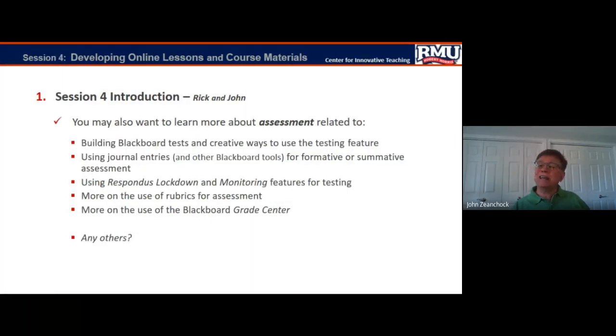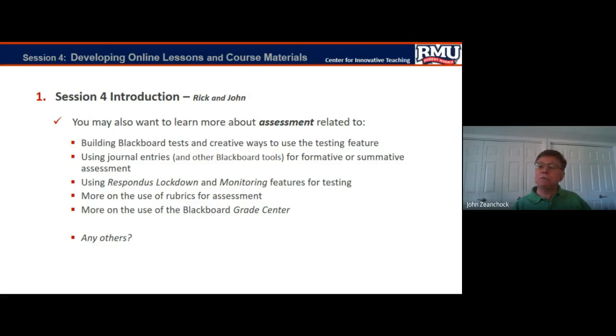And then with regard to assessment, that was all about instruction. But with regard to assessment, building Blackboard tests, creative ways to use testing features, how to use journal entries effectively for assessment, either formative or summative, how to use Respondus lockdown browser and monitoring feature for testing if you intend to give closed book exams in an asynchronous or synchronous method remotely. And more on the use of rubrics and more on all the different nuances and features of using the Blackboard Grade Center, which again would be another hour-and-a-half seminar at a minimum. So these are just some of the topics.